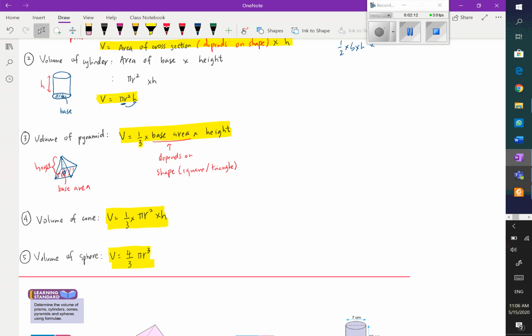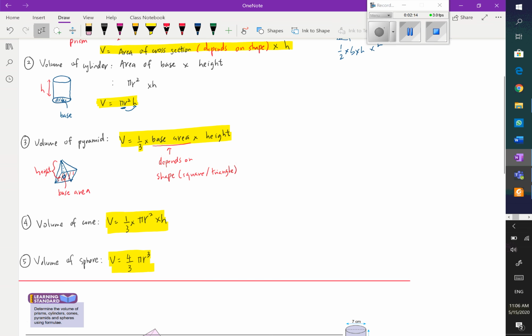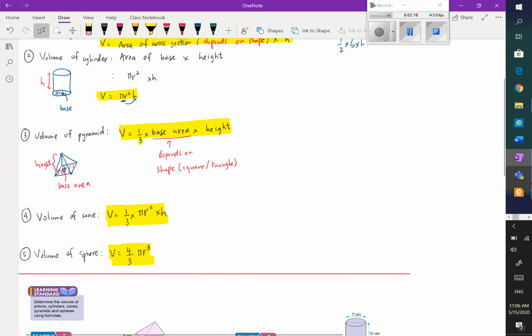And then if you have pyramid, the formula is V equals to 1/3 multiplied by base area multiplied by height. So base area ni depends kepada bentuk kepada base piramid awak tu. Bentuknya apa? Triangle ke square? Kalau you ada square, so kena guna area square lah. The triangle area triangle.